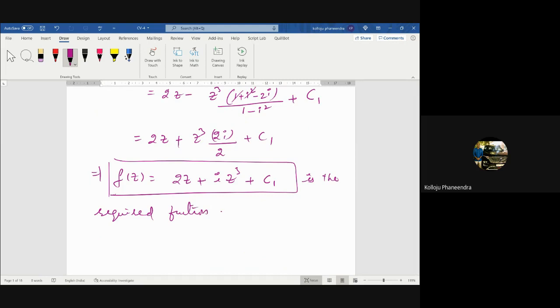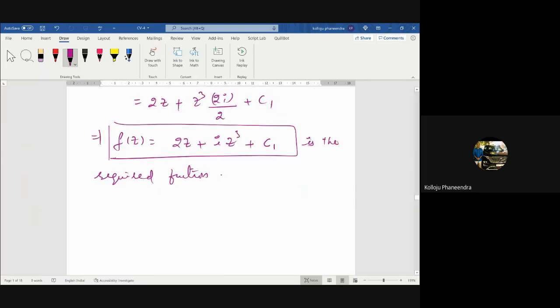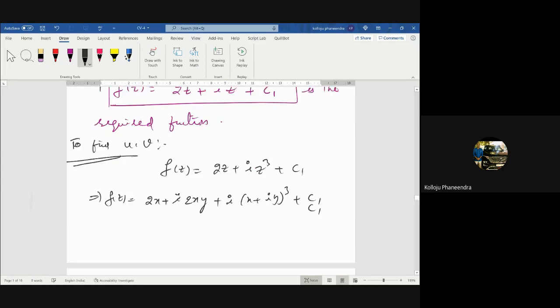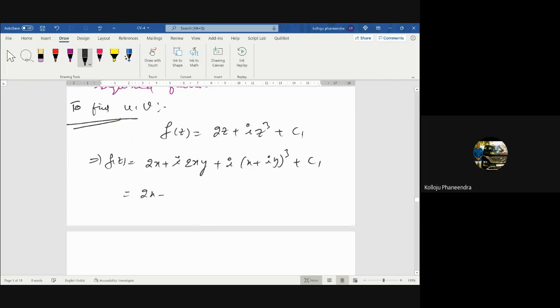Okay. Now from this you have to calculate x and y, if the question is find u and v. To find u and v, for example, what is f of z? 2z plus i into z cube plus c1. Let me express in terms of x and y: 2(x plus iy) plus i (x plus iy) whole cube plus c1. Done. So this is u plus iv, real and imaginary parts, I have to get.